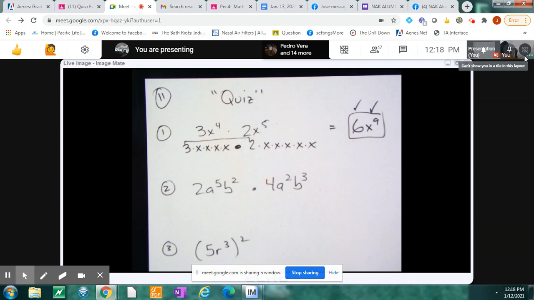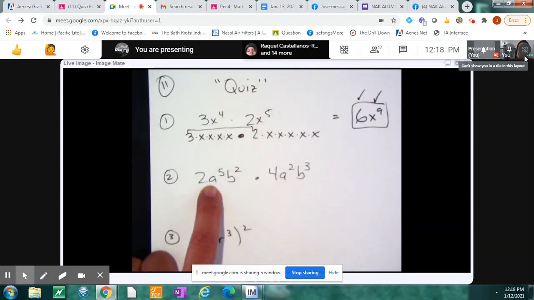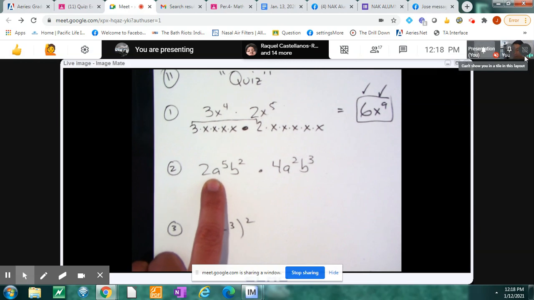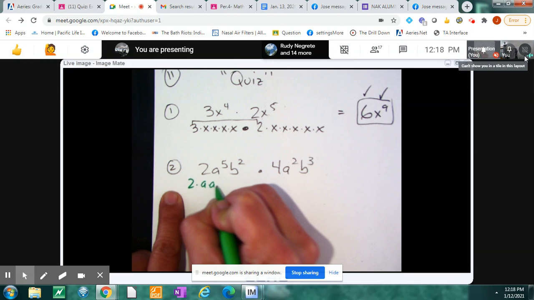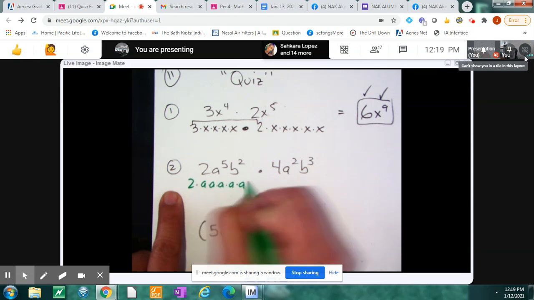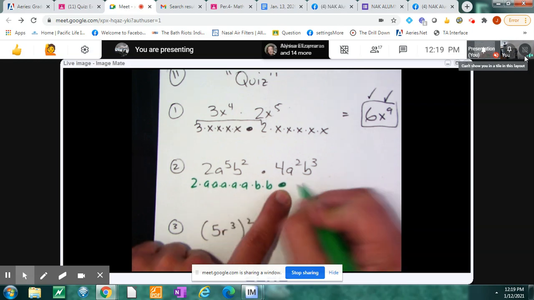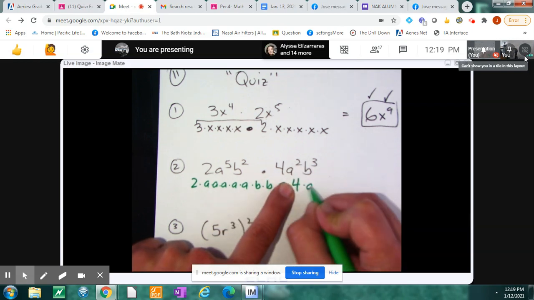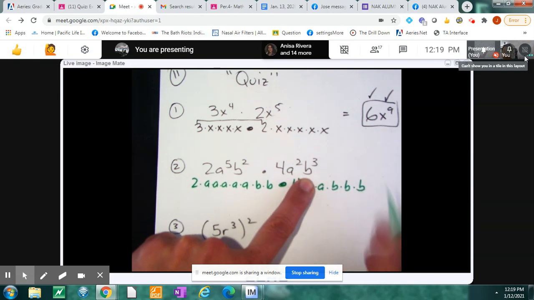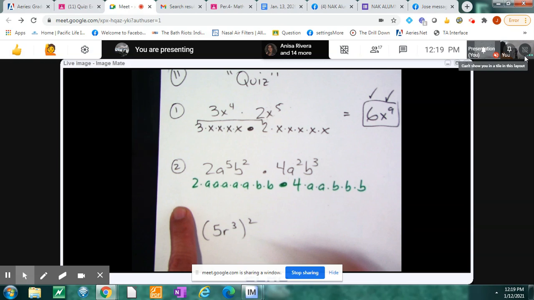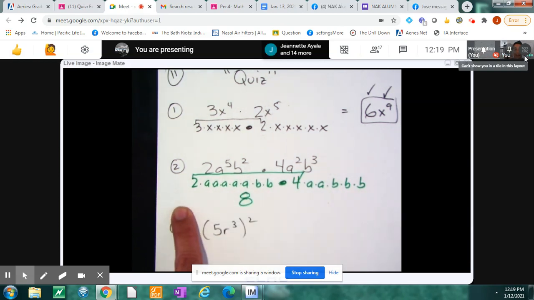All right. Now the next one, we have 2. There's no parentheses, so there's no power to a power. So we just got to break it down. So 2 times a to the 5th, 1, 2, 3, 4, 5. B to the second, 1, 2. Times 4, a to the second, 1, 2. B to the third, 1, 2, 3. So now what do we have? Again, with the giant numbers, just multiply. 2 times 4 is 8.